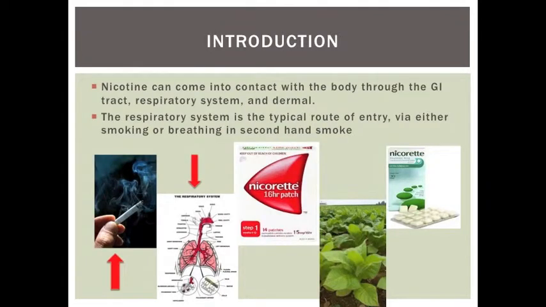Nicotine can come into contact with the body through the GI tract, the respiratory system, and dermally. In this presentation, the focus is on the respiratory system. Typically, nicotine is admitted into the respiratory system via either smoking or breathing in secondhand smoke.